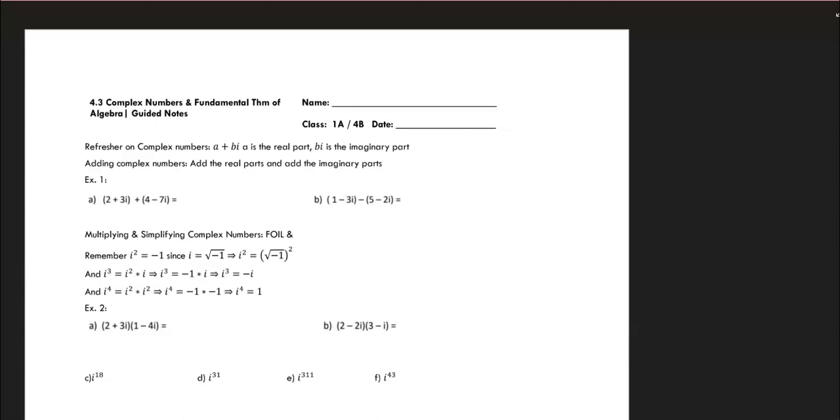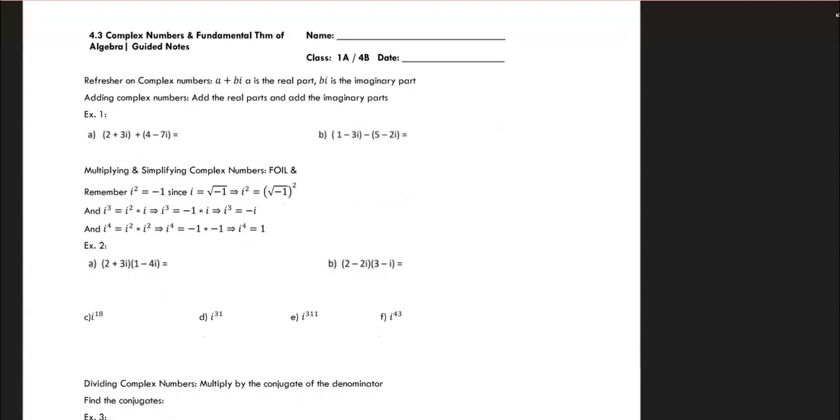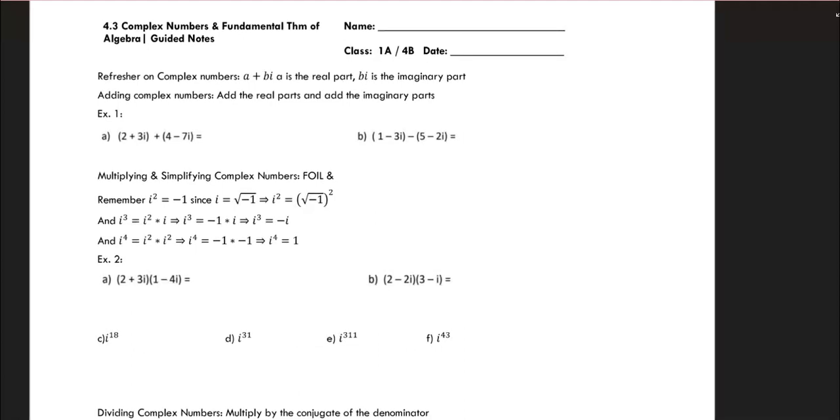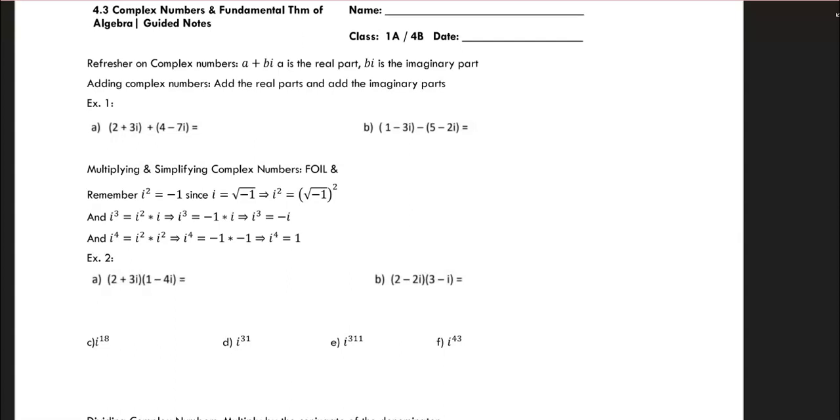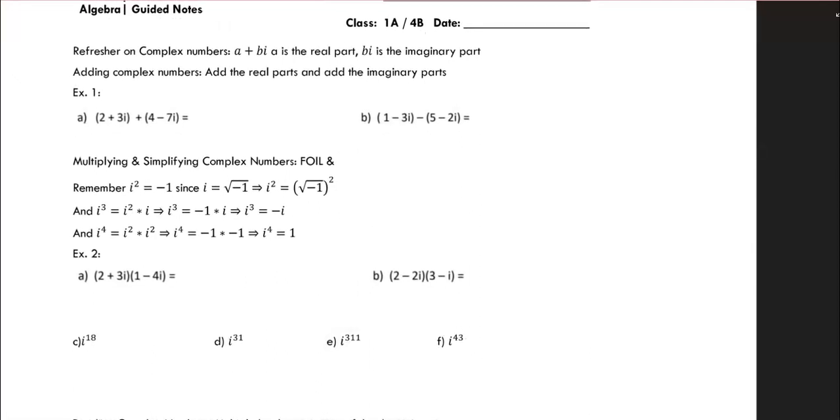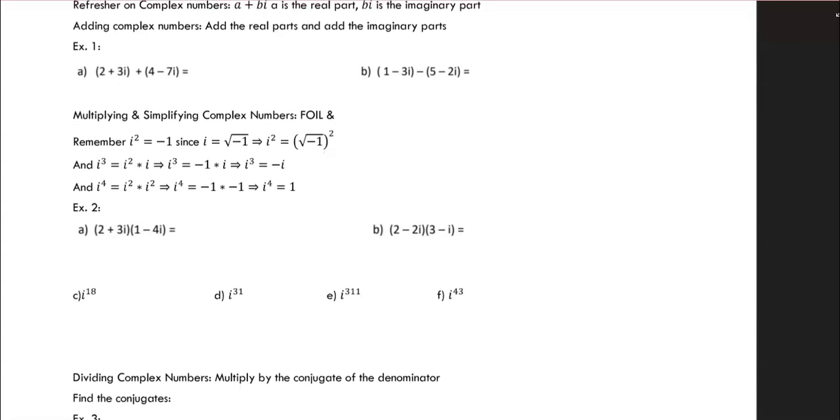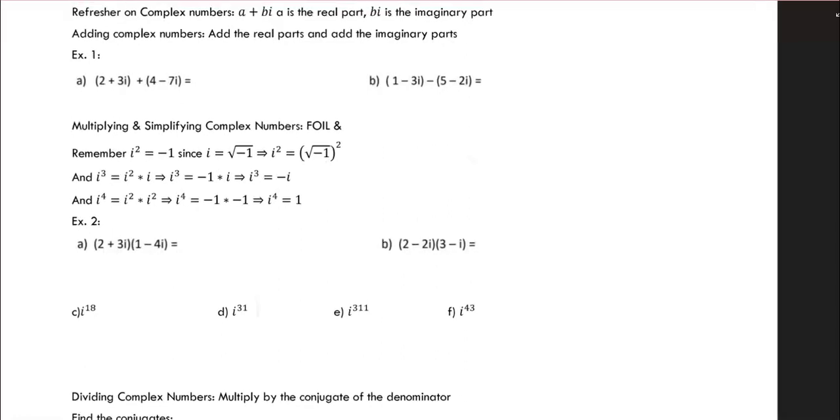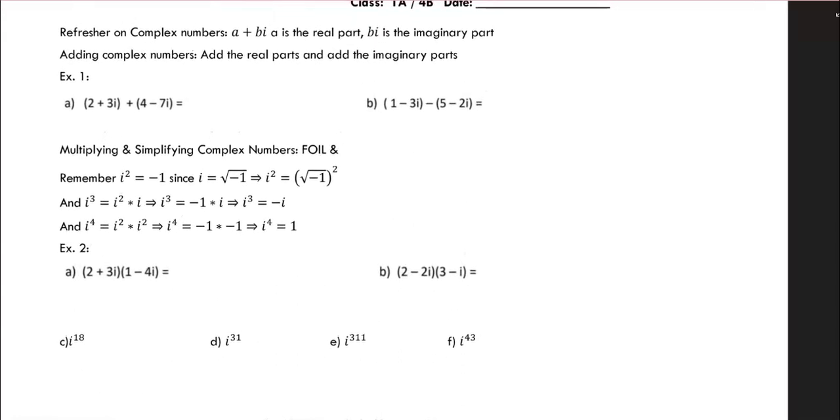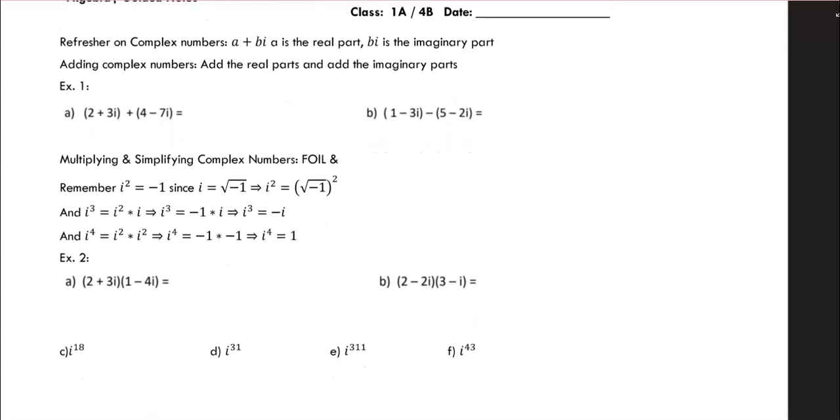Hi guys. So this is a video about lesson 4.3. I didn't really have slides. I had these guided notes. So this video is so that if you're absent, or if you were missing the notes, or if you forgot, this is an explanation of what we went over for lesson 4.3.